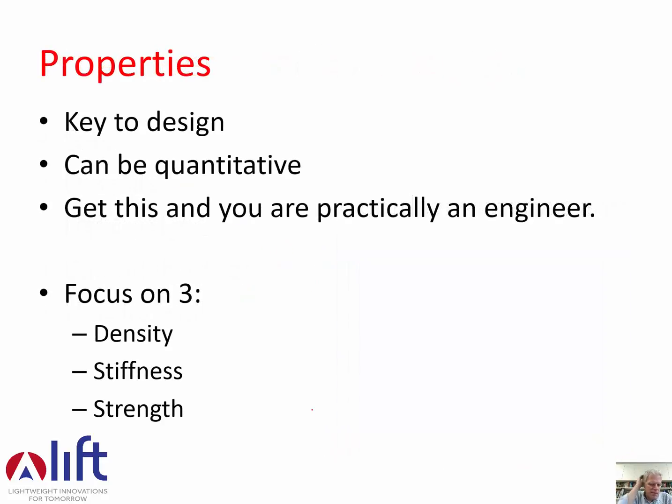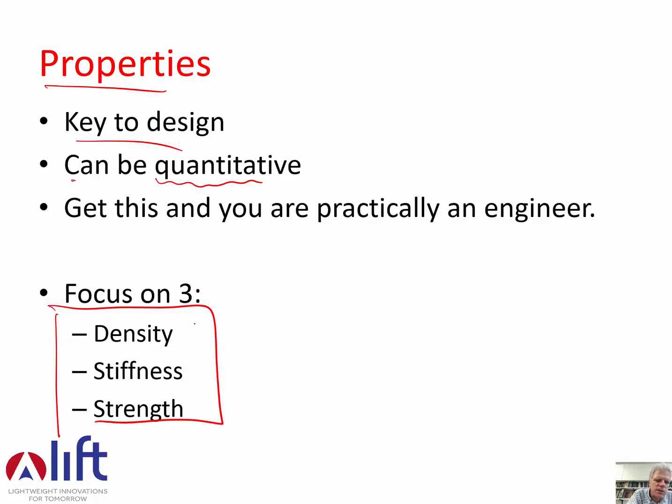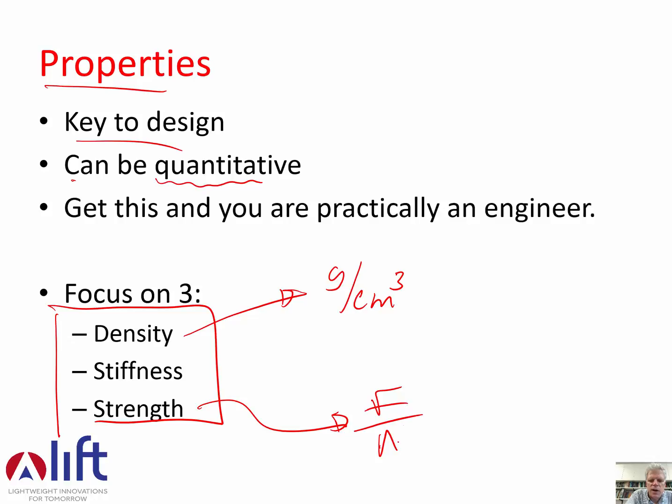So again, materials properties are really the key to design. With all of this, we want to be quantitative. If you can do that, get the units into it, you're practically an engineer. I'm going to focus on three things. Density, which has units of grams per cubic centimeter usually. Stiffness, we defer that a minute. And strength. Strength has units of force per area.